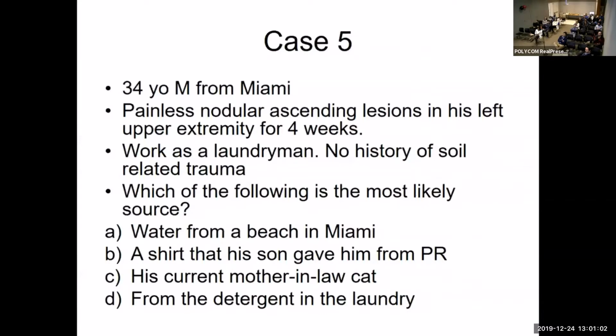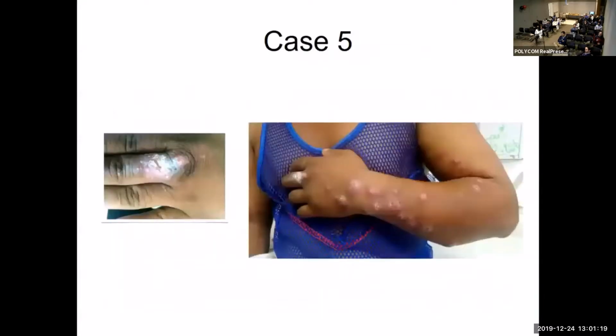Okay, three Bs and two Cs. So the correct answer is from the cat. The second most common mode of transmission is with animals, and the cat is the most likely source in most of the patients. This is a real case. Yes, obviously the mother-in-law.